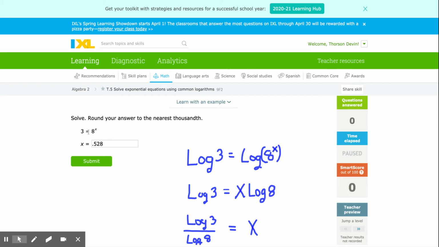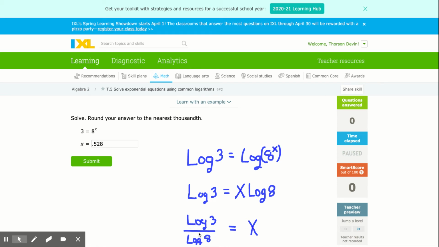We're going to take the log of both sides. Log of 3 equals the log of 8 to the x. As long as we do the same operation to both sides, it will remain equal. Now I'm going to use my properties of logarithms and bring this x, that's an exponent on the 8, out in front of the logarithm of 8. So I have a common log of 3 equals x times the common log of 8. I divide by the common log of 8 to get x by itself.